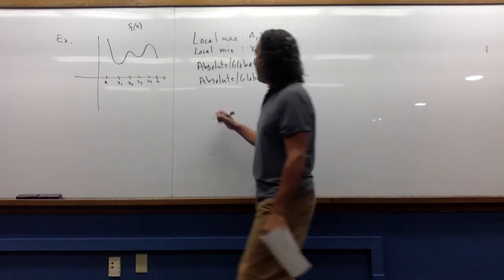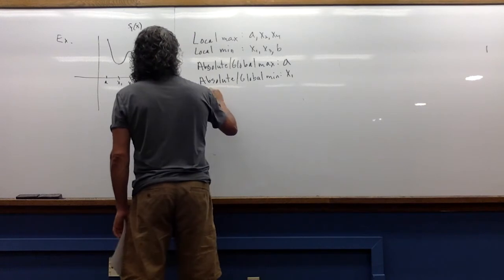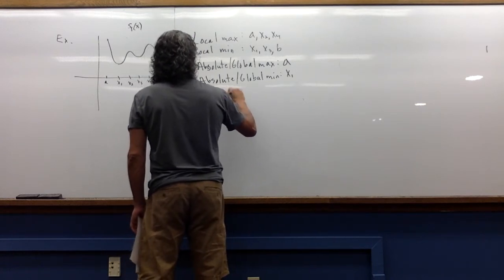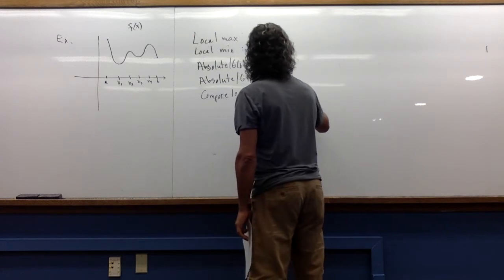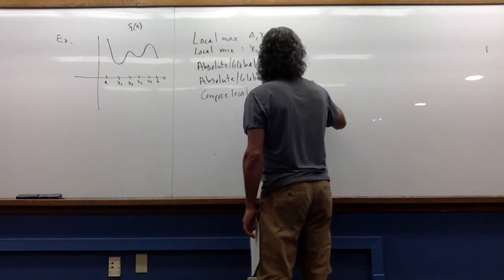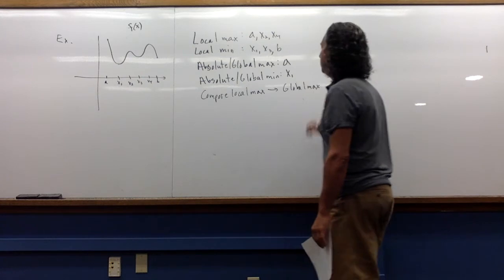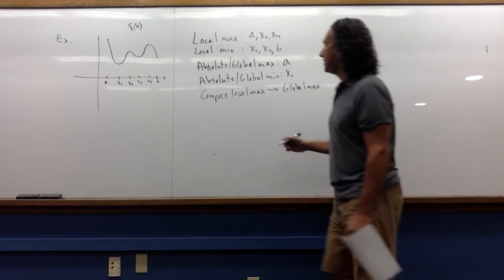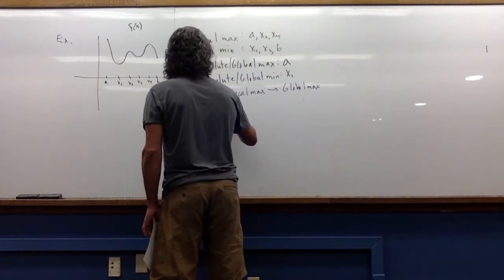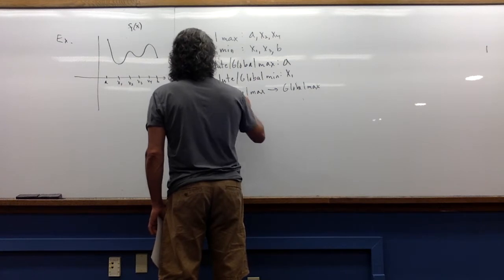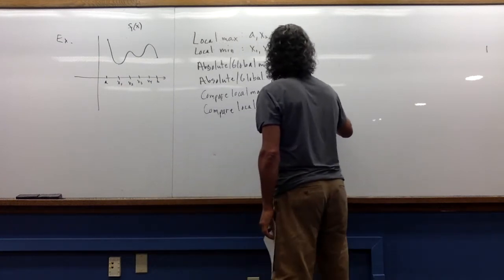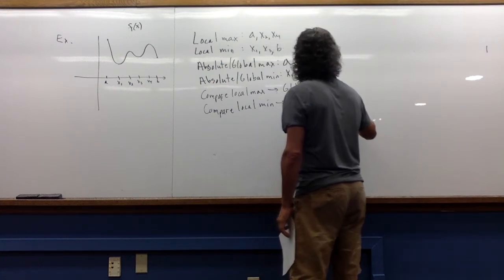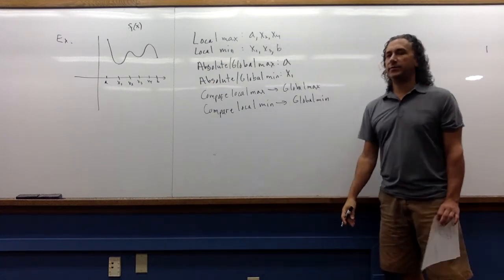Okay, so we can compare all of our local max to get the global max. Again, we'll get the highest of those, and we can compare the local min to get the global min. We could just use the lowest of those.